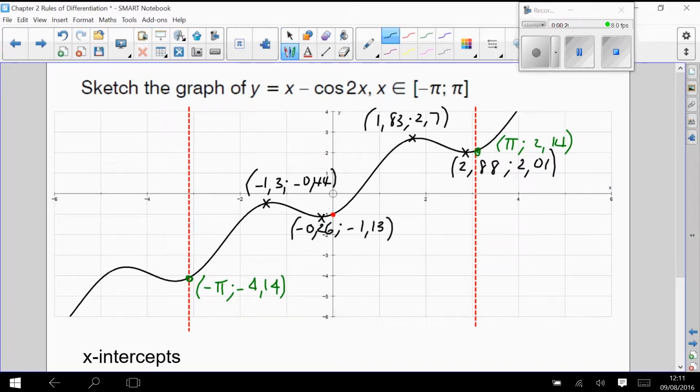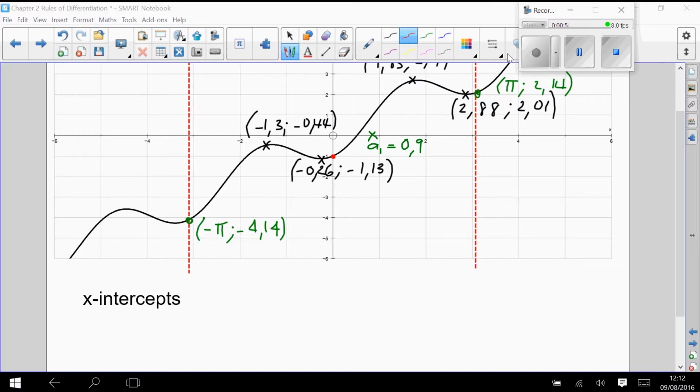I know that I had a value of 0, minus 1 for my y-intercept, and then I knew that I had a turning point when x was 1,83. I know that somewhere between these two values there should be an x-intercept. So for my first estimation, I'm going to choose halfway between those two values, and my estimation is going to be 0,9.